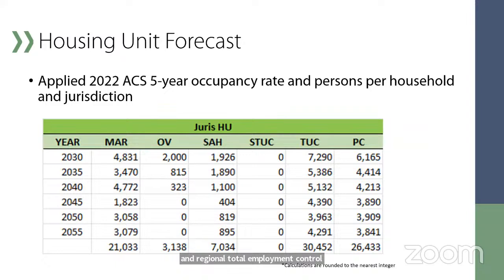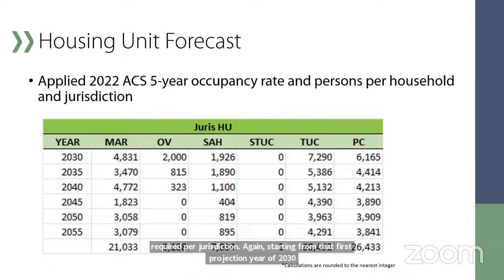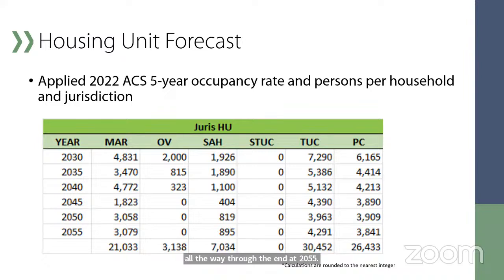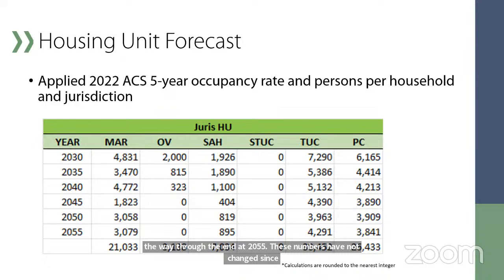For the housing units, we applied the 2022 ACS 5-year occupancy rate and persons per household in jurisdictions to develop projections of how many housing units are required per jurisdiction, again, starting from that first projection year of 2030 all the way through the end at 2055. These numbers have not changed since I last presented them at our meeting in October.